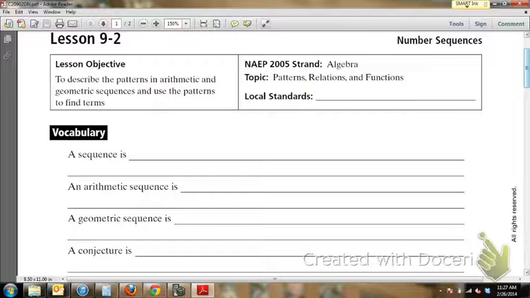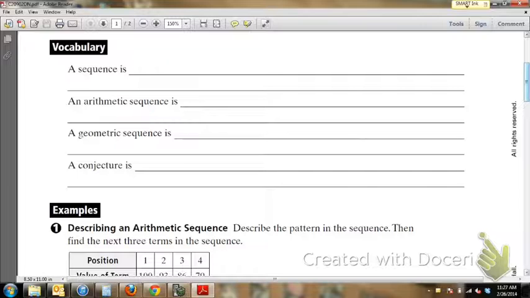In Lesson 9.2, we're going to take a look at number sequences. So let's talk about some vocabulary words here. A sequence is just a pattern of numbers.